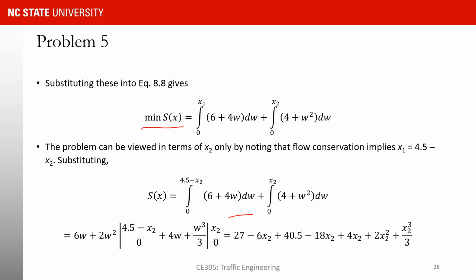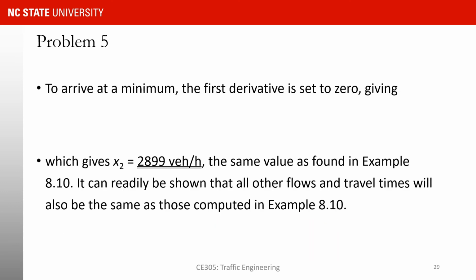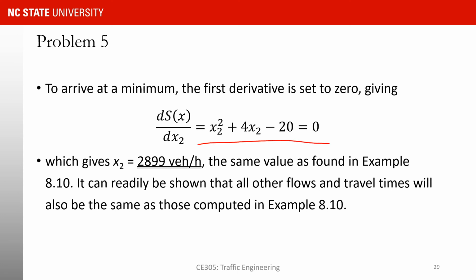The function is going to be something like this. It's only based on x2, so I'm going to take the first derivative, set it equal to 0, and find the value of x2. So if you do that, you take the first derivative, you're going to get the equation here. You solve that equation, you get x2 equal to 2.899 and x1 is going to be 4.5 minus that. So it's going to be the same answer that we found in the previous problem.